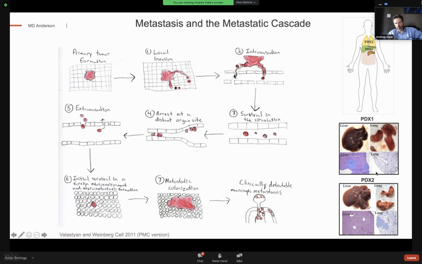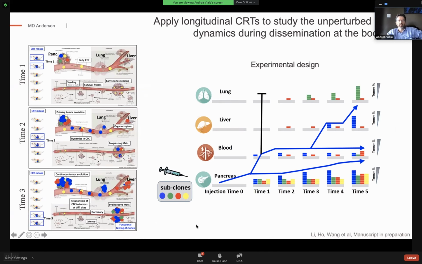So we barcoded both and used both, but I'm going to show you data specifically using the liver model. What Alex did was to generate a cohort of CRT, following over time and sampling the pancreas, the blood, the liver, and the lung of different animals, and then really trying to reconstruct the entire evolution of the barcoded lineages and the tumor at the body level.